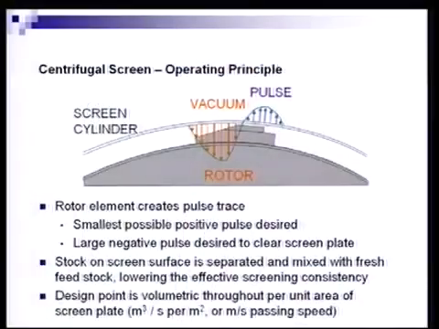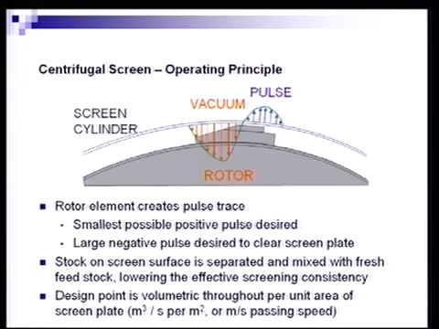Now we have countermeasures for that, of course, that are programmed into the control system, but that's typically how the process would work. So we want to have a rotor design and a screen design that work in concert that minimize the plugging tendencies. So we design it with a large negative pulse. So then the stock on the screen plate surface is separated and mixed with fresh feedstock, which then lowers the effective screening consistency, allowing the fibers to move through the slotted plate.